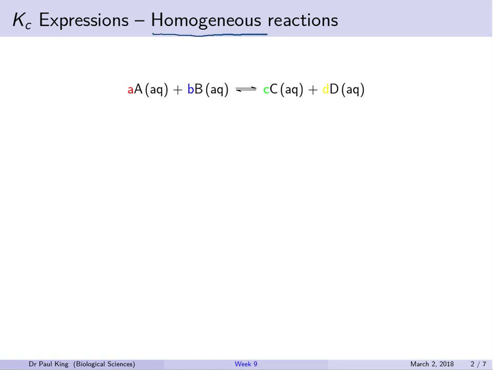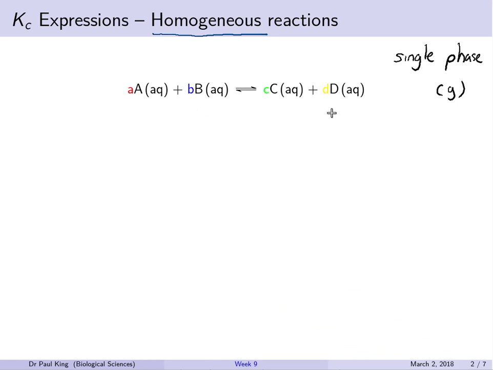Okay, it's homogeneous simply because all of the substances A, B, C and D in this reaction are in a single phase. That's what homogeneous means. Everything is in a single phase, and usually everything might be in aqueous solution like it is here, or you might find, for example, everything in the gas phase. We'll see some examples of that later on.